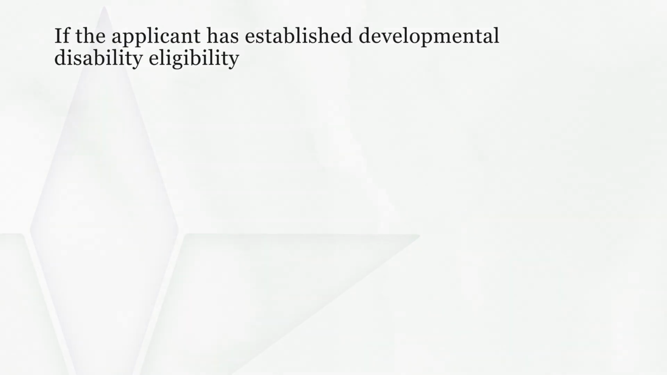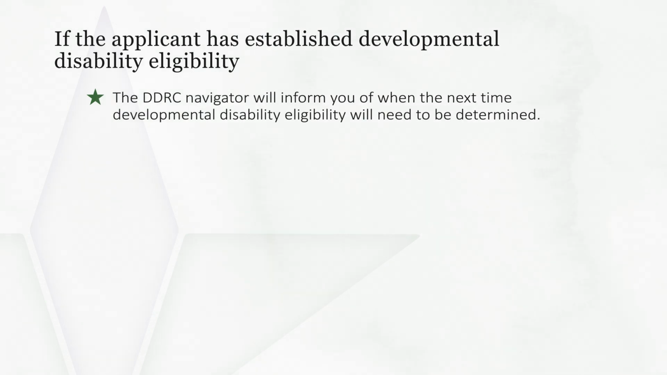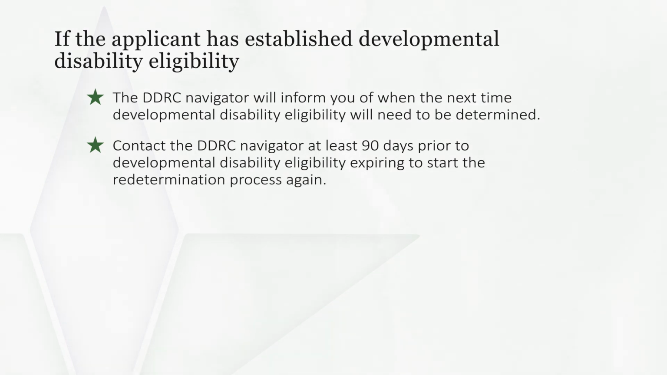If the applicant has established developmental disability eligibility, the DDRC navigator will inform you when the next time developmental disability eligibility will need to be determined, if you receive a time-limited eligibility. It will then be up to you to contact the DDRC navigator at least 90 days prior to developmental disability eligibility expiring to start the redetermination process again, unless you have otherwise been informed that you do not have to.